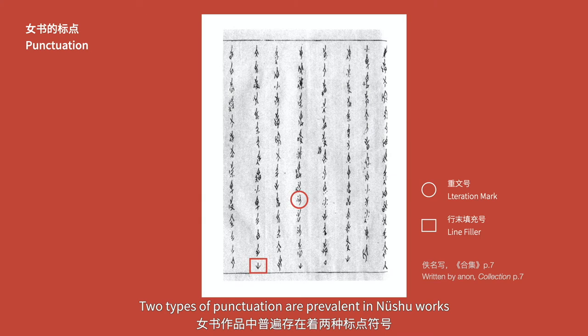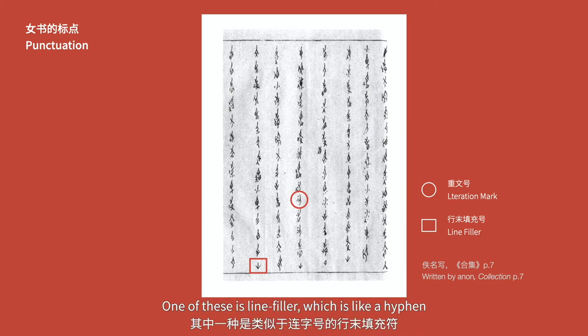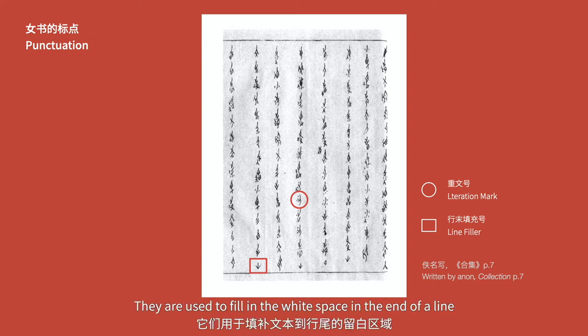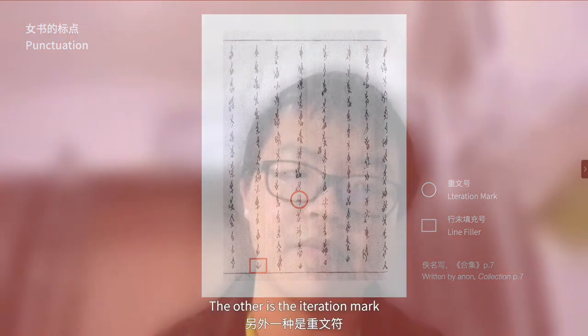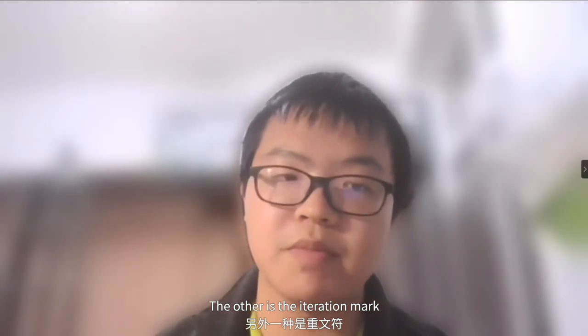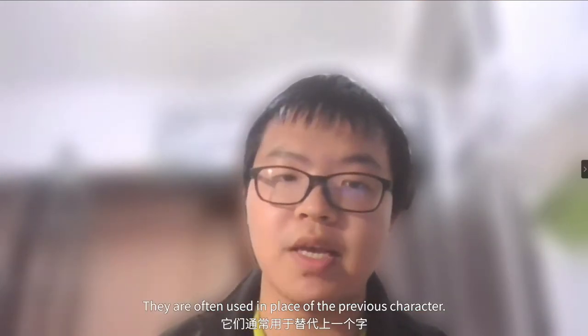Two types of punctuation are prevalent in Nüshu works. One of these is line filler, which is like a hyphen. They are used to fill in the white space in the end of a line. This punctuation has not been encoded in Unicode yet. The other is the iteration mark. They are often used in place of the previous character.